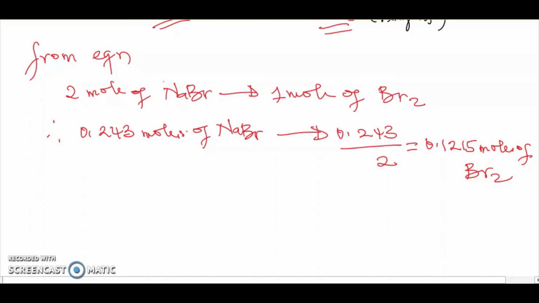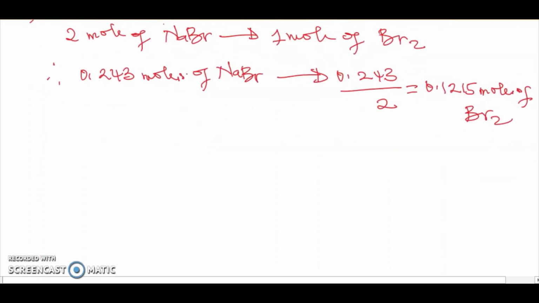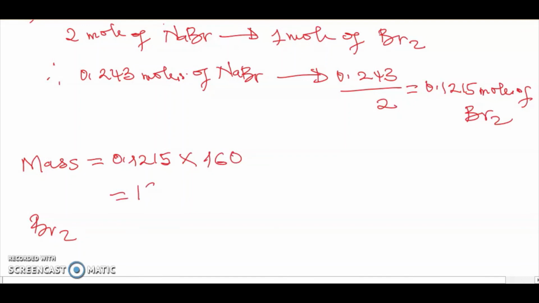So this is the number of moles of bromine that is formed. Now that we know the number of moles of bromine formed, we can conveniently calculate the mass. We know that mass is equal to number of moles multiplied by molar mass. So we have 0.1215 multiplied by the molar mass of the bromine molecule Br2. Bromine atom has a relative atomic mass of 80. If you multiply that by 2, you have 160. So 0.1215 multiplied by 160, and we have 19.44 grams of bromine. So this is the mass of bromine that is formed in the reaction.